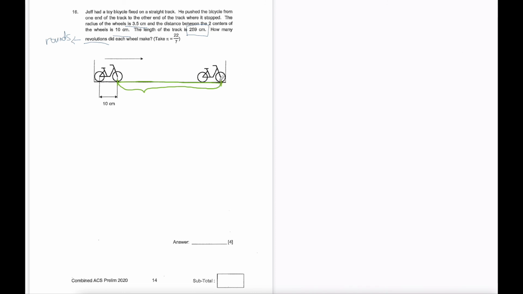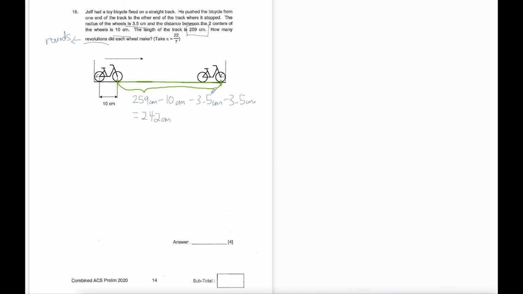Okay, so we know that the whole straight track is 259 cm. And then we have to minus away this 10 cm. And then you realize that there's a radius here. We're going to minus away 3.5 cm. And do you realize there's another radius here? We're going to minus away this radius also. Okay, because the front wheel stopped here. It didn't move after that. So if I deduct all these things, I'm going to get 242 cm.